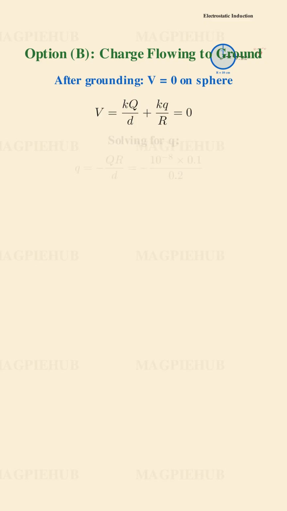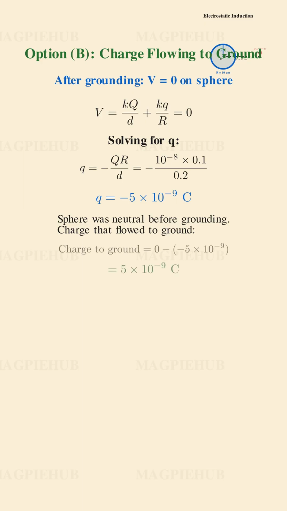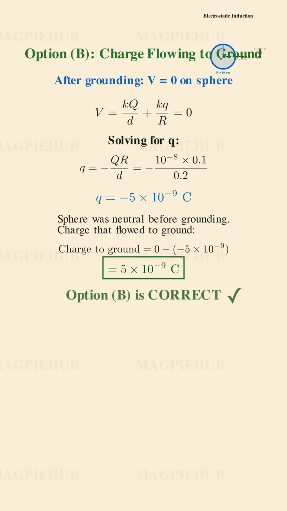Now option B. After grounding, the sphere potential becomes 0. We write kQ over d plus kq over r equals 0. Here q is the charge that remains on the sphere after grounding. Solving for q, we get q equals minus Qr over d. Substituting, q equals minus 10 to the minus 8 times 0.1 divided by 0.2. This gives q equals minus 5 times 10 to the minus 9 coulombs. Since the sphere was initially neutral, the charge that flowed to the ground equals the positive charge that left, 5 times 10 to the minus 9 coulombs. So option B is correct.